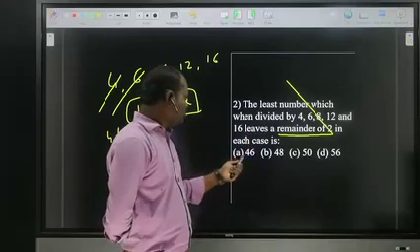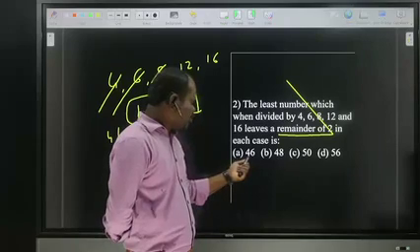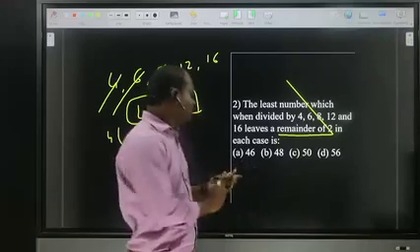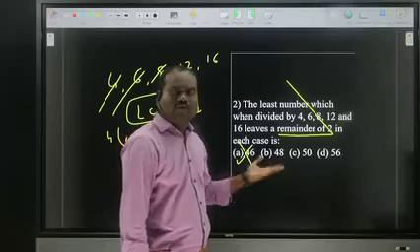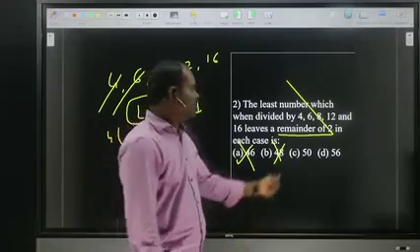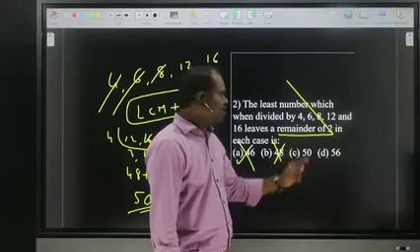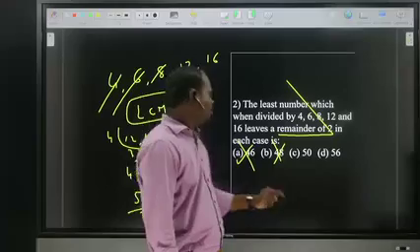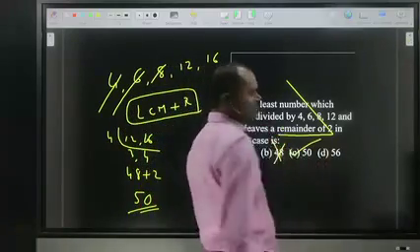Now, dividing by 4, 4 ones are 4, 4 elevens are 44, remainder 2, okay. With 6, 6 sevens are 42. What is the remainder? 4, but we need a remainder of 2, so it is not suitable, it is eliminated. Go for the next: 48. By 4, 4 twelves are 48, remainder 0, but we require remainder 2, so 48 is not suitable. Go for the next, 50. 4 twelves are 48, remainder 2, okay. 6 eights are 48, remainder 2, okay. 8 sixes are 48, remainder 2, okay. 12 fours are 48, remainder 2, okay. 16 threes are 48, remainder 2, okay. It satisfies all conditions, so definitely the answer is option C.